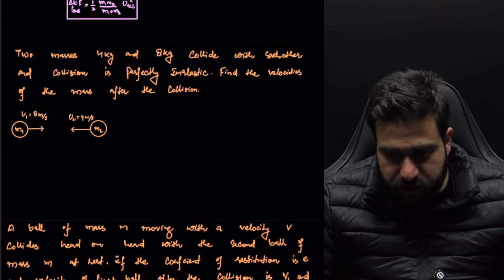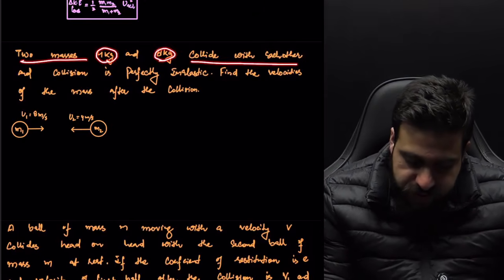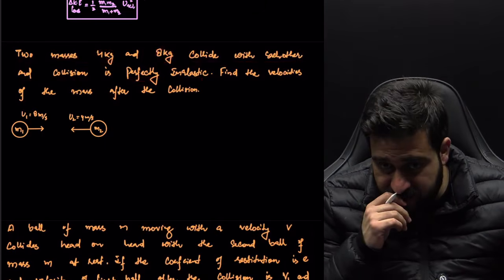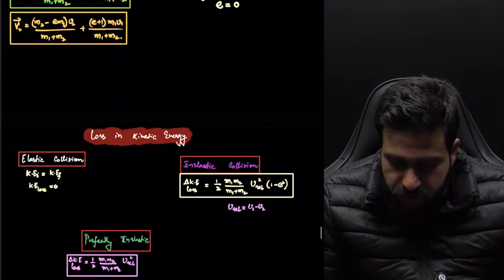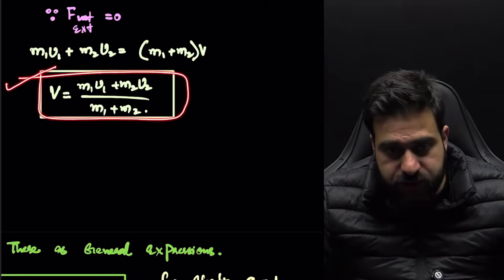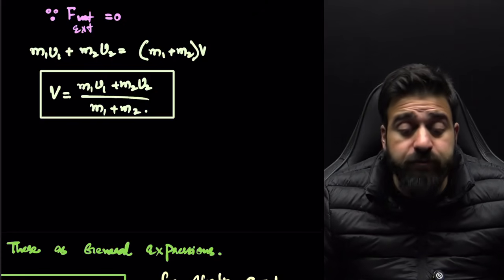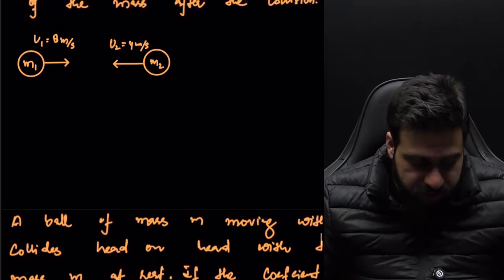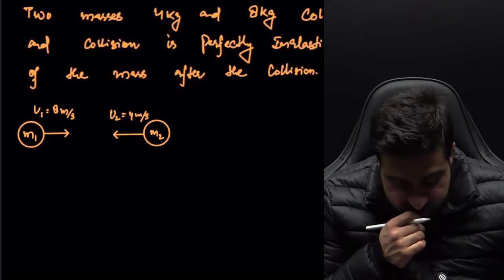Let's move on to this particular question over here. Two masses 4 kg and 8 kg collide with each other, and the collision is perfectly inelastic. Find the velocities of the masses after the collision. If the collision is perfectly inelastic, what is the velocity of the two masses after the collision? That is m1 u1 plus m2 u2 upon m1 plus m2. The diagram is given something like this, my dear NEET aspirants.